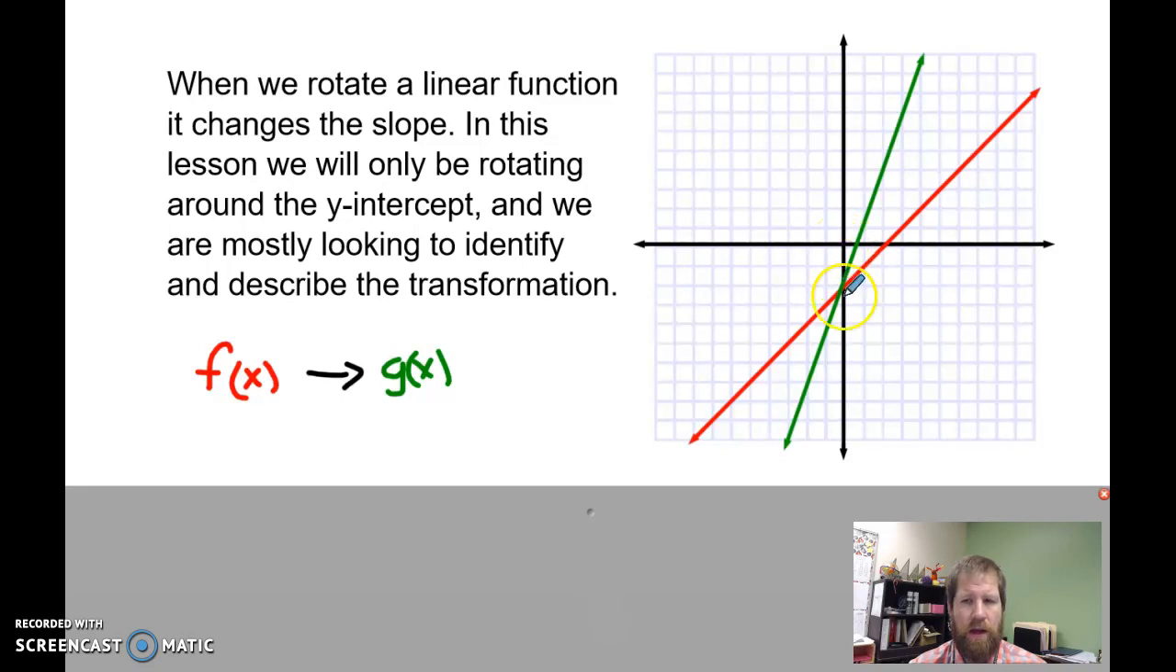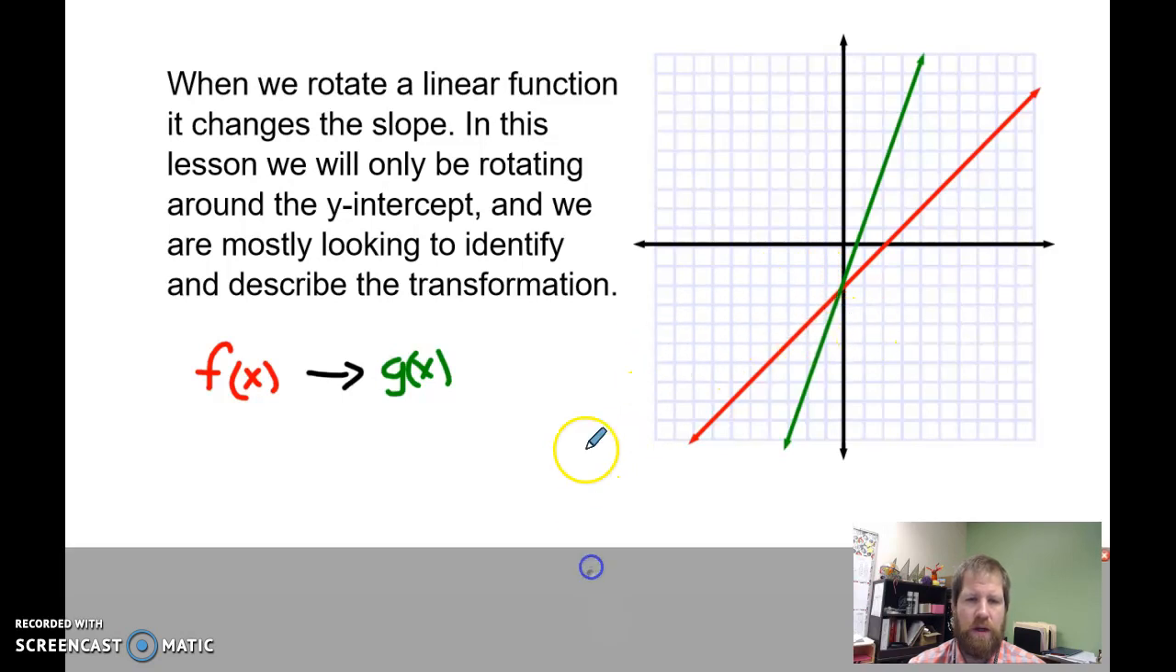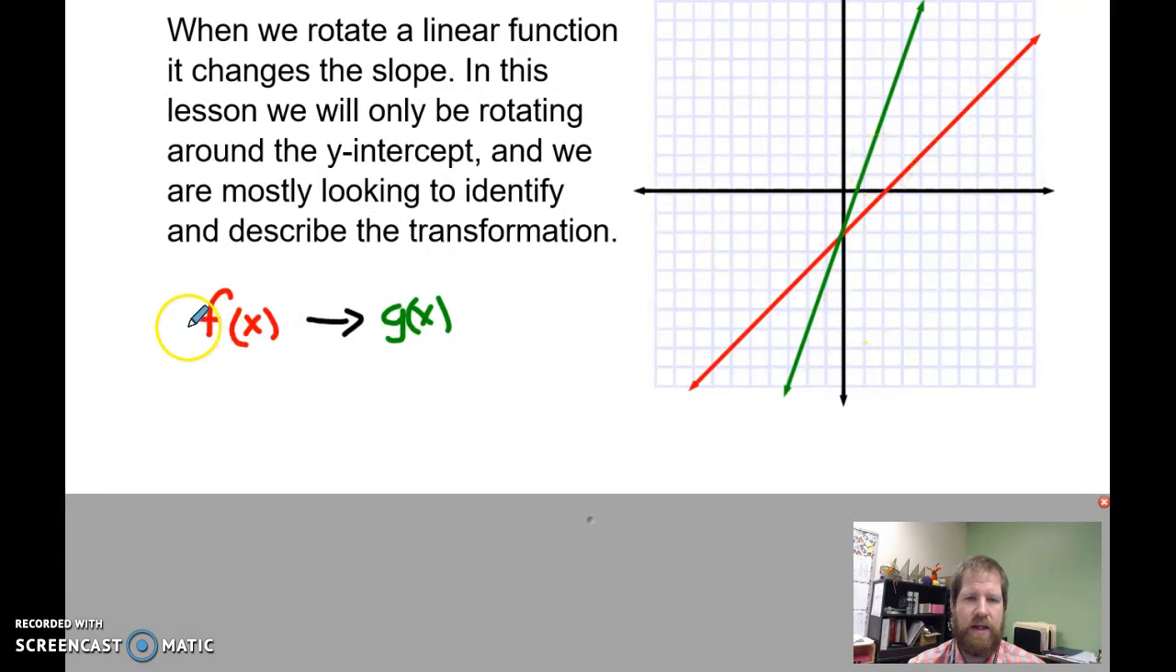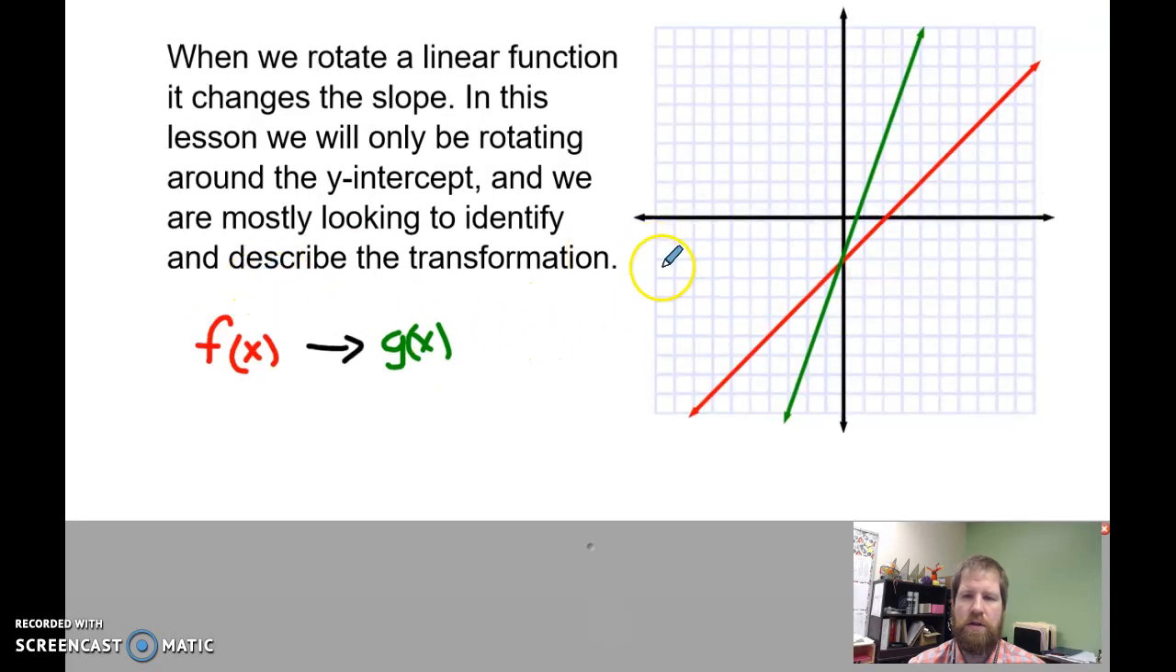Okay, and mostly what we're looking to do is to identify a transformation and describe it. So if these are my two lines, I have my red line as f of x and my green line as g of x, and I want to describe the transformation from f of x to g of x. Okay, I don't even necessarily need to find the equation for g of x, or f of x.